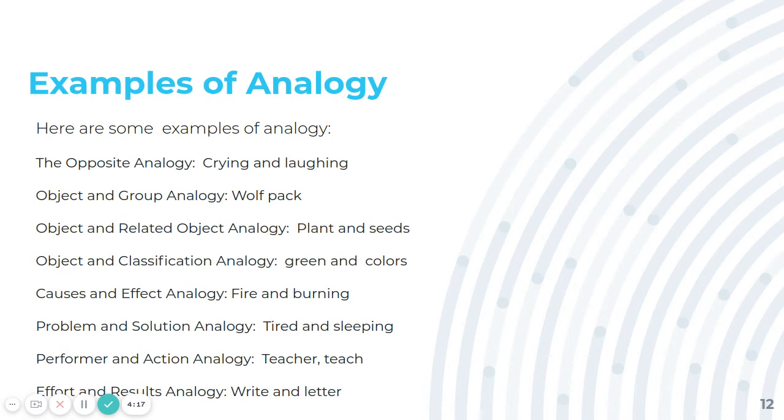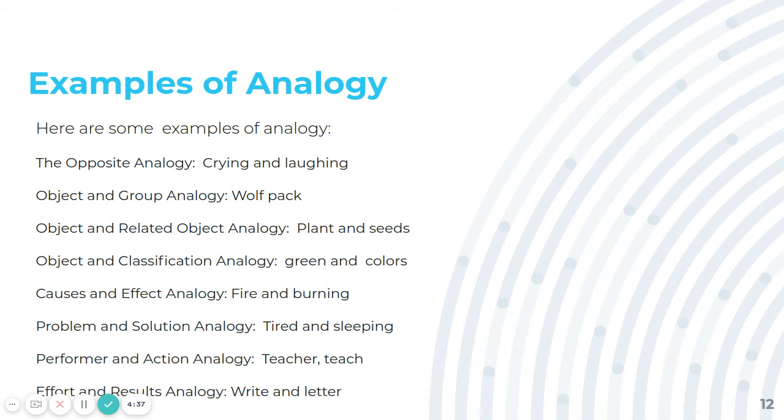Examples of all those analogies. The opposite analogy, crying and laughing. Crying is the opposite of laughing. Object and group analogy, one object is a wolf and the whole group is the wolf pack. Object and related object, one object is a plant and the related object is the seed.